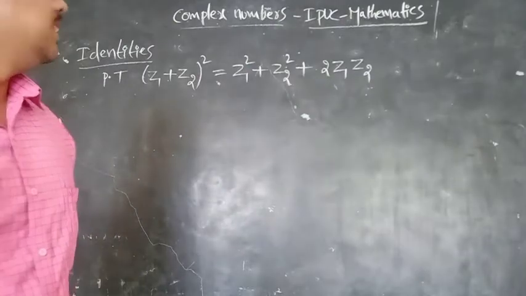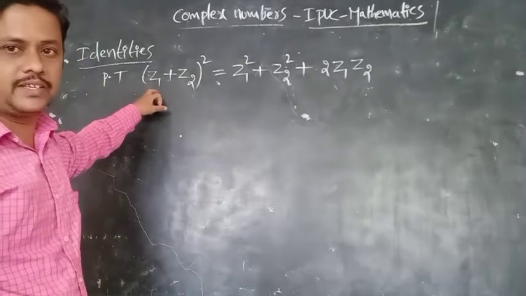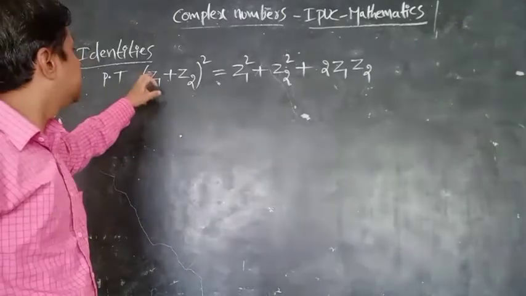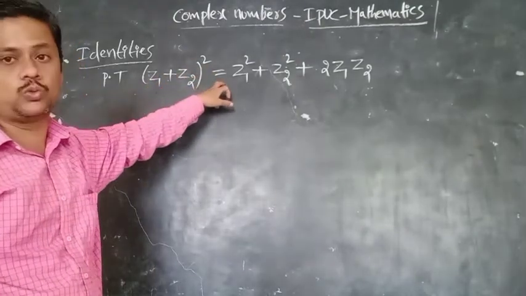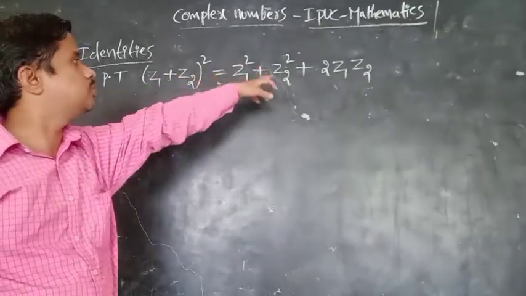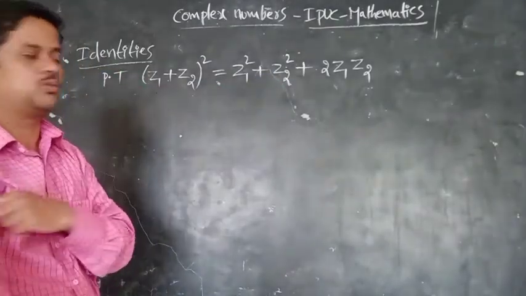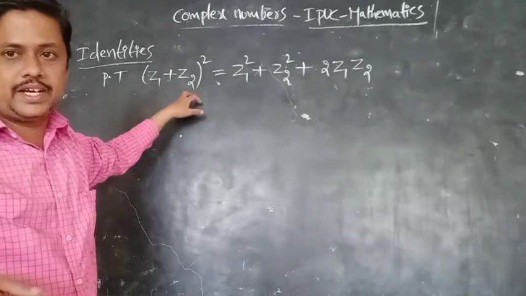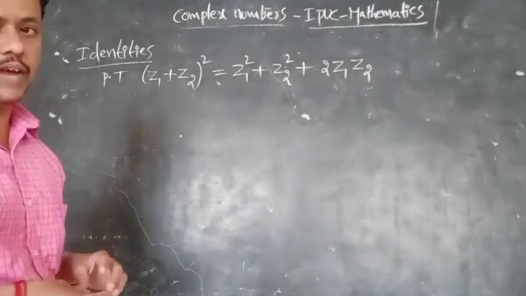Next, identities. Prove the first identity: (Z1 + Z2) whole square is equal to Z1 square plus Z2 square plus 2Z1Z2. So one identity is given like that, like the (A + B) whole square formula. How is it derived?